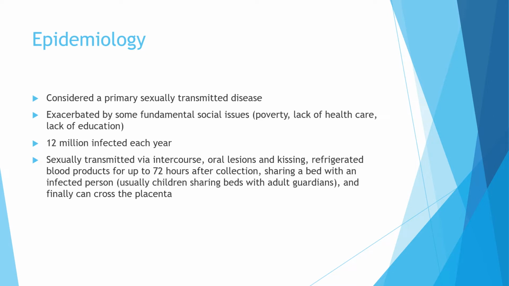Now, syphilis is considered a primary sexually transmitted disease, and there are some social issues that exacerbate the problem, and that would be things like poverty, lack of health care, lack of education, and there are 12 million people infected with syphilis every year. Just when you thought it was going down, it's actually still pretty high, 12 million people infected every year. It is transmitted by sexual intercourse, oral lesions, kissing, and also refrigerated blood products for up to 72 hours after collecting. Sharing a bed with an infected person, usually children sharing a bed with adult guardians, and finally syphilis can cross the placenta.